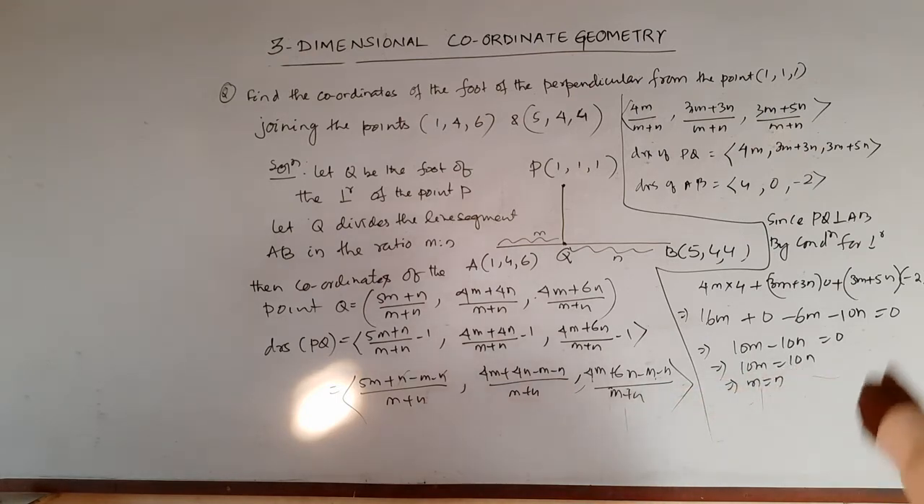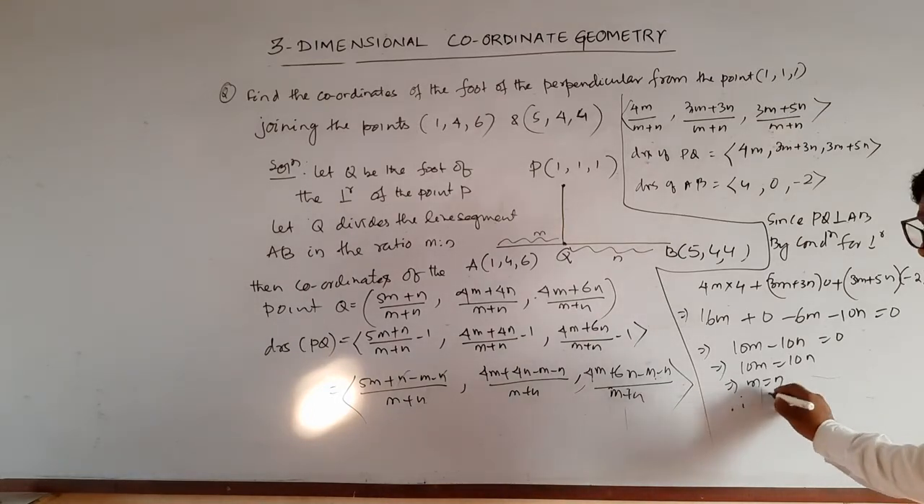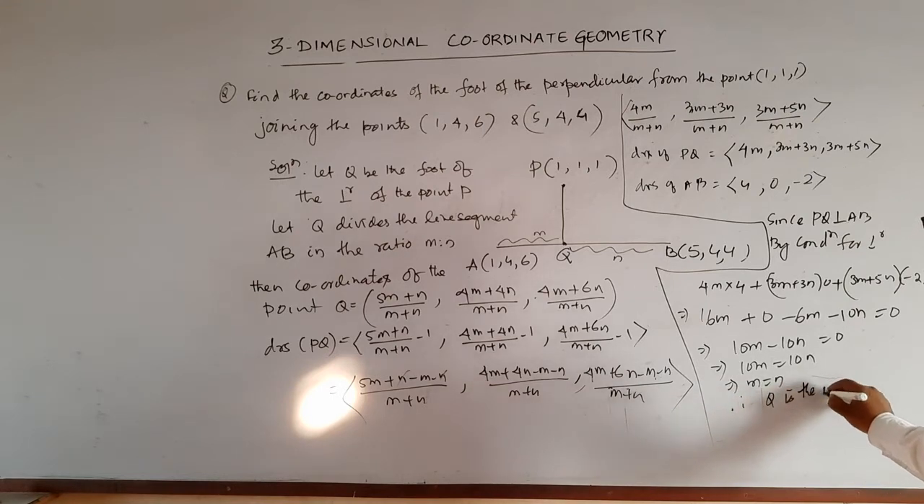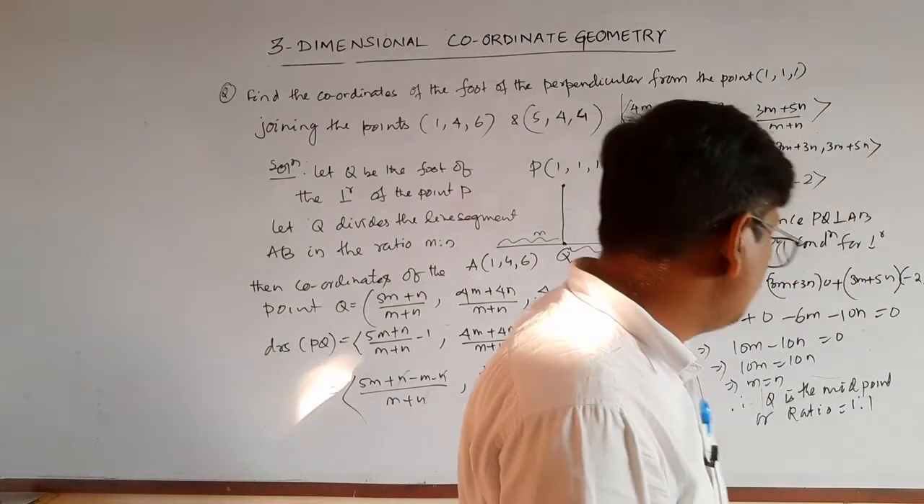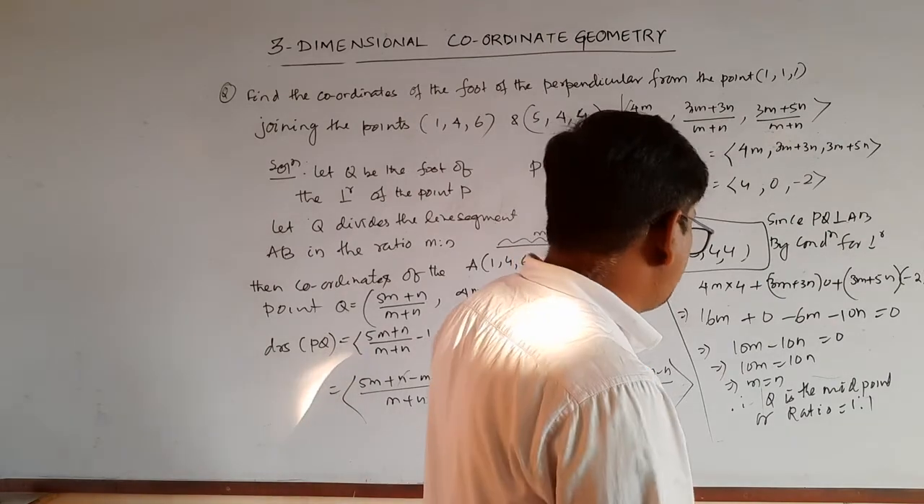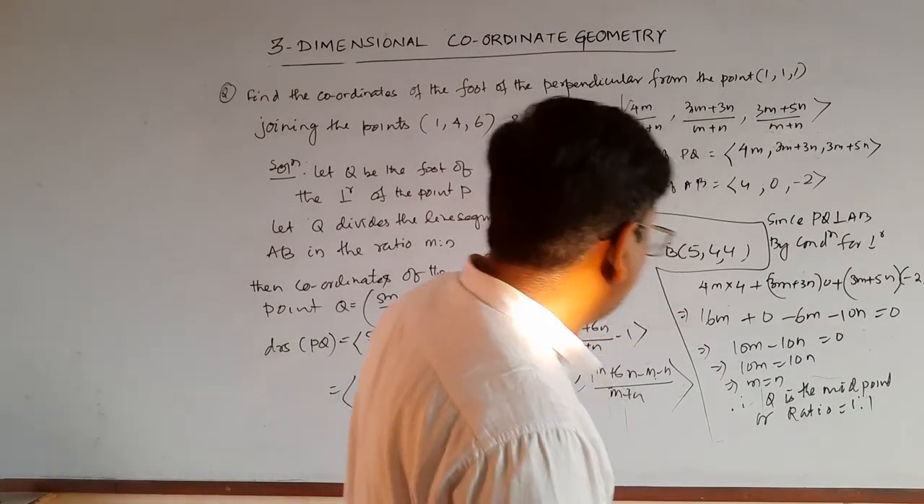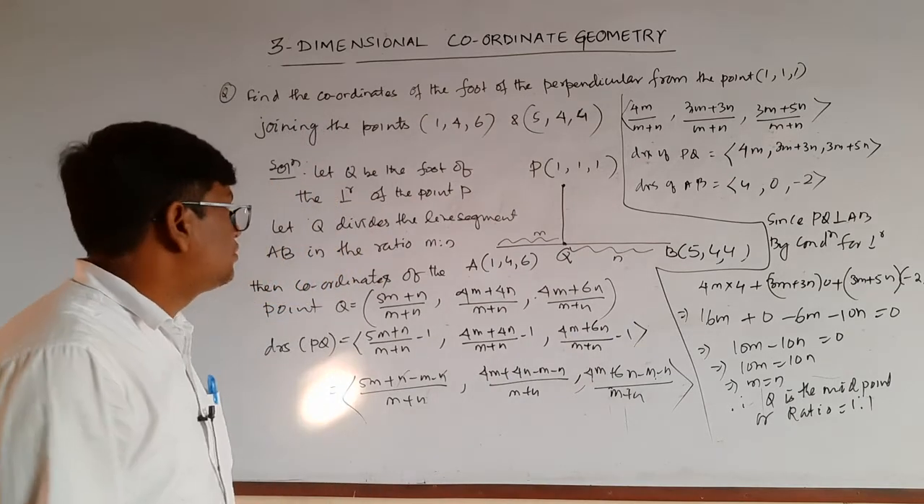So the ratio is 1:1, m equal to n. So this is the midpoint, m equal to n, therefore Q is the midpoint, or the ratio is 1:1. That is m equal to 1, n equal to 1, m by n is 1:1. The ratio is 1:1.